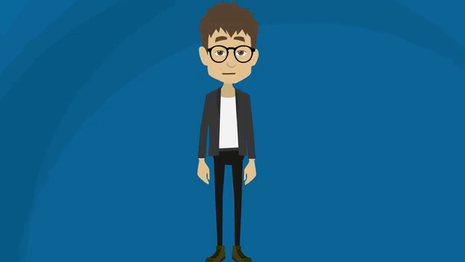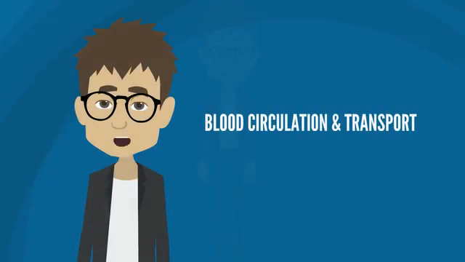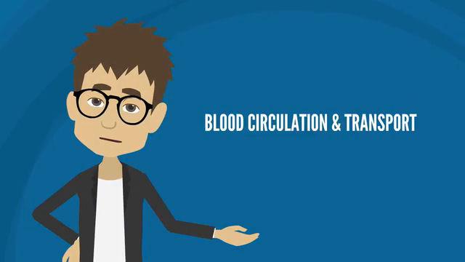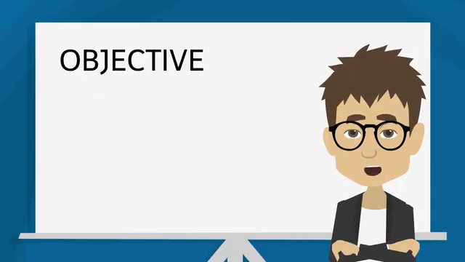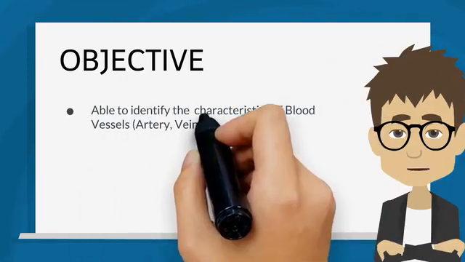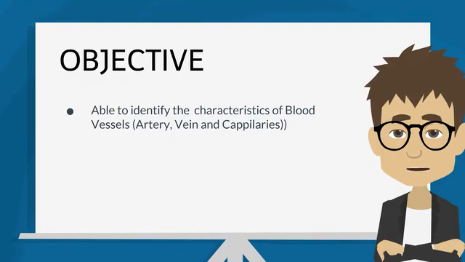Hi, we will look at Chapter 2 today, which is blood circulation and transport. Let us focus on the second subtopic, which is 2.1.2, blood vessels and function. Before we move further, let us look at the learning objectives that we need to achieve by the end of this video. Students should be able to identify the characteristics of blood vessels: artery, vein and capillaries.